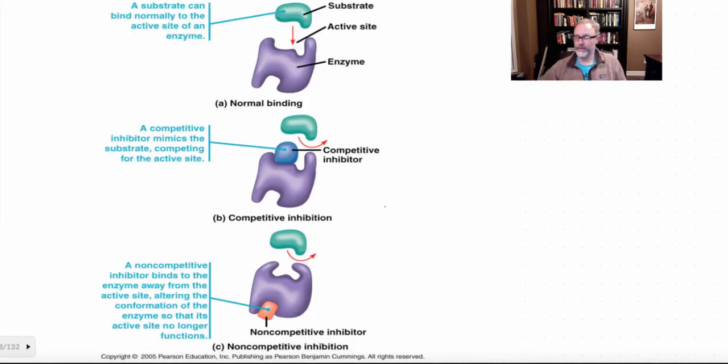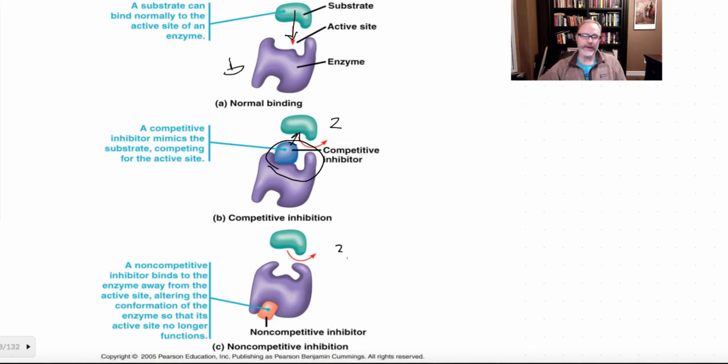So if we look at this graphic, what you can see is with the normal binding here, the substrate molecule is going to bind to this active site, and it's going to get catalyzed into the products. Whereas if we have this competitive inhibitor, these two things are going to compete directly with one another for access to that active site. Okay, so that's going to slow the reaction rate down.